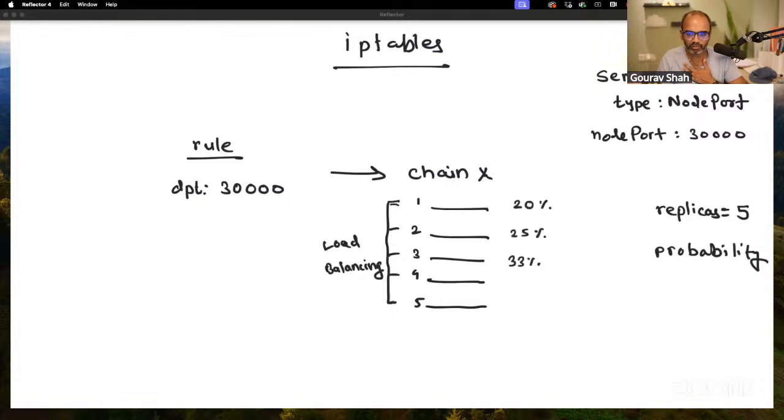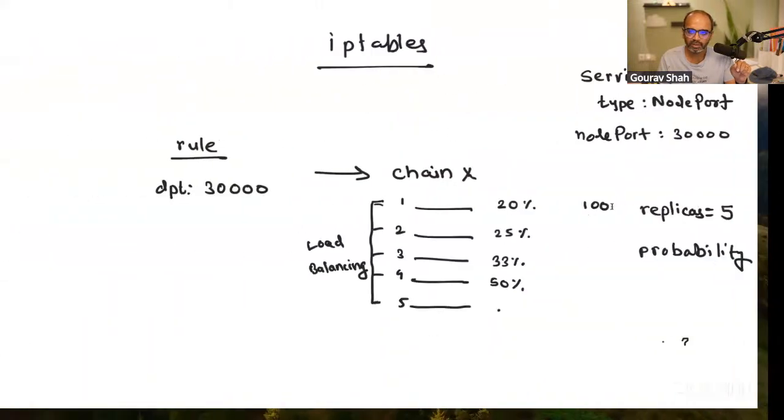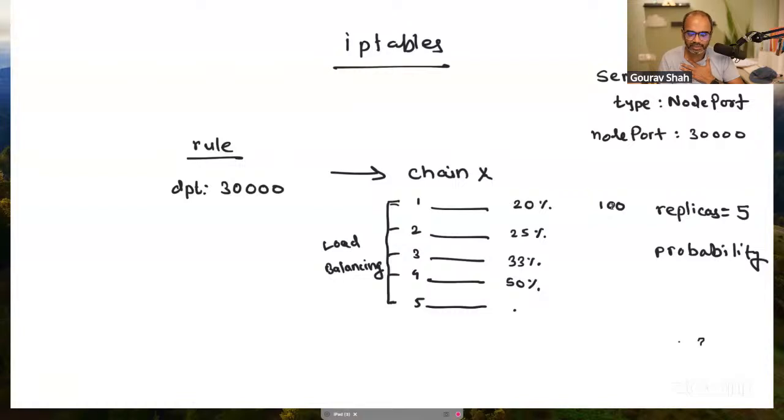How? 0.20, 0.25, 0.33, 0.50. So let's convert it into percentages: 20%, 25%, 33%, 50%, and none. What we are looking at here is, if you start with 100 packets, we are looking at probabilities. If you send 100 packets, the probability of the first pod getting it is 0.20, so 20% of 100 is 20 packets. So 20 packets, let's say, go to the first pod. How many remain is the question.